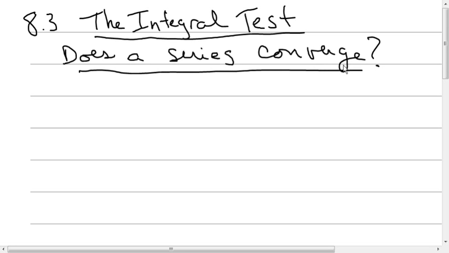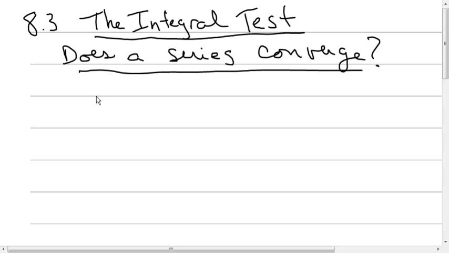Now, in the previous section, we introduced the idea of an infinite series, and we talked about the fact that when we had a geometric series, and if the absolute value of r was less than 1, we could calculate what an infinite series converged to. The integral test isn't as satisfactory as that. It can only tell us, does a series, infinite series, converge or diverge? That's all it's going to be able to do.